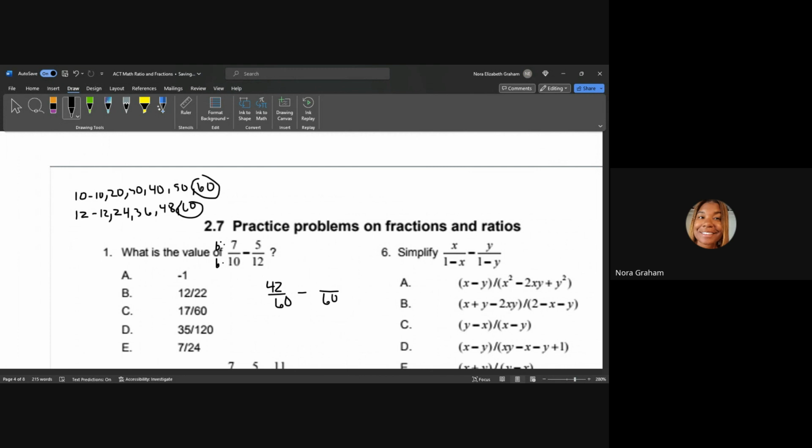This 12, 1, 2, 3, 4, 5, I multiplied it by 5 to get to 60. So what I do to the bottom, I have to do to the top. 5 times 5 is going to give me 25. Now that I have the same denominator, I can go ahead and just subtract both my numerators. I'm going to get 17 over 60.